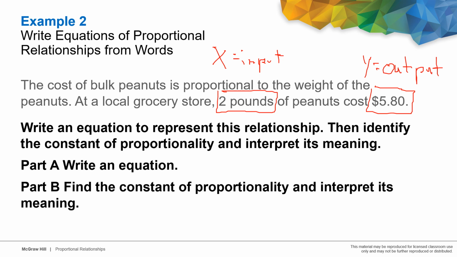So that means our slope is M equals 5.80 over 2. Well, that simplifies to $2.90. So that's dollars per pound. All right, there's your slope. And to get your equation, you're just going to plug that in. Y equals 2.90x.